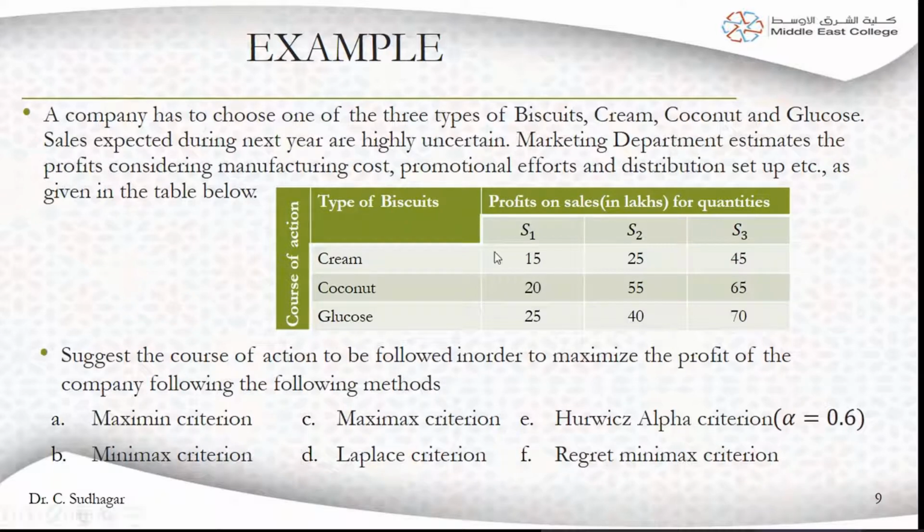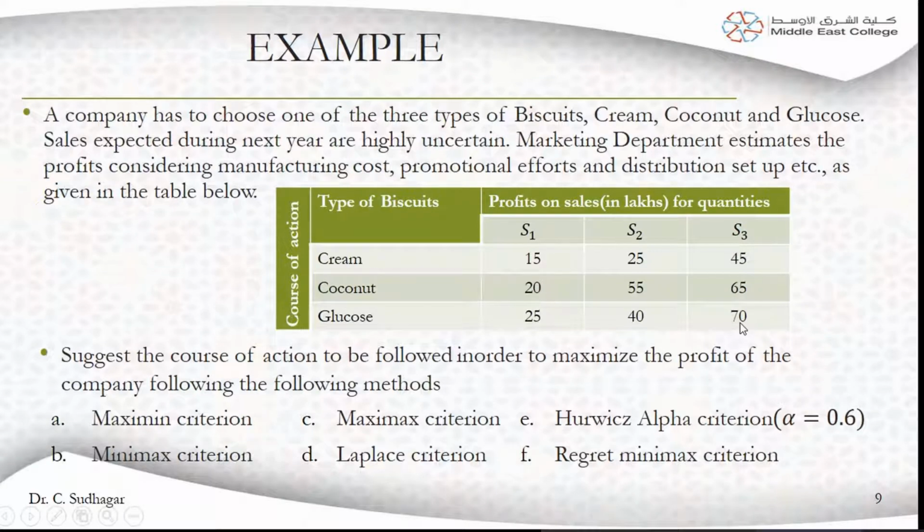What they are telling is, for the cream biscuit, if you are making S1, that means some amount, 15 lakh units profit. It may be 15,000, 15 lakh rupees, 25 lakh or 45 lakh profits. If you are making only the coconut, based on this condition you can make 20 units profit, based on this condition 55, and based on this condition 65. And if you are taking glucose manufacturing, these are the profits expected.